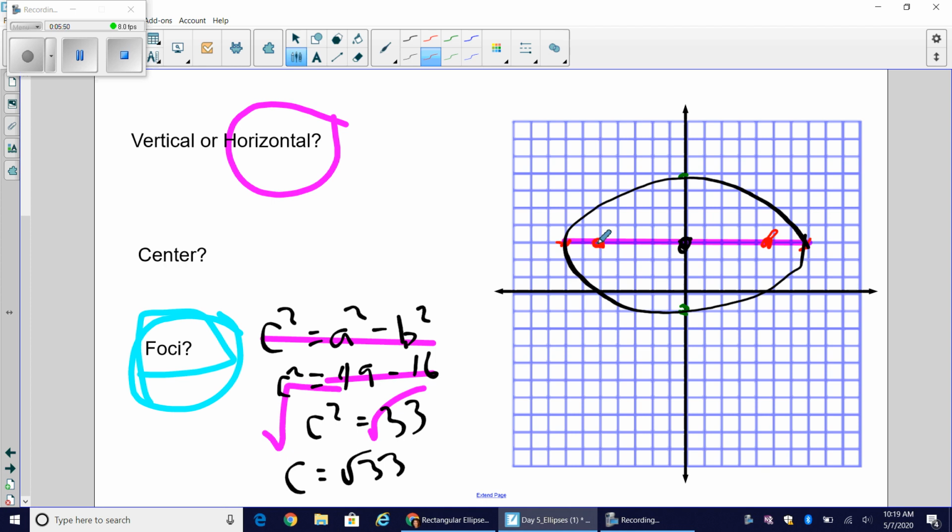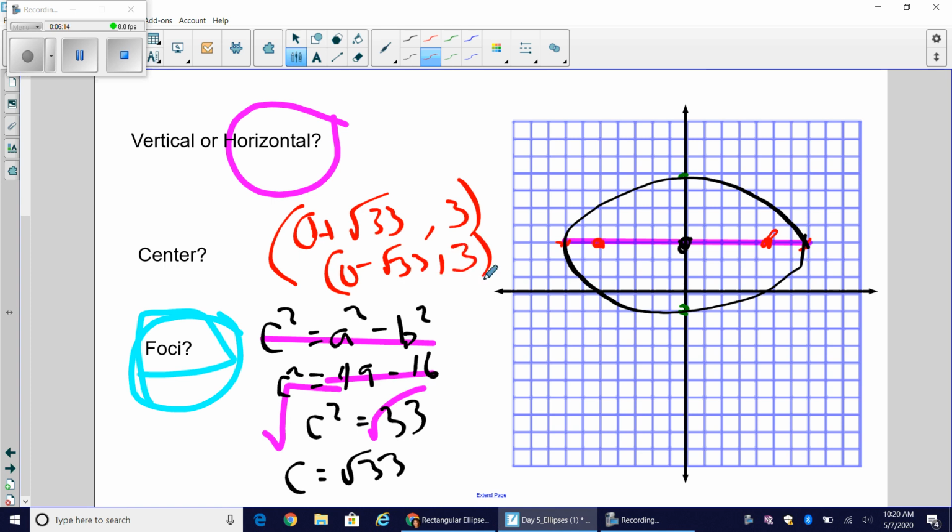Everything is based off the center location. So my foci point is the center, which is 0. I'm taking the x value because my major axis is in the x direction, and I add the foci point. The k value stayed the same, it was at 3. And then I took my x value and I subtracted the foci point, which gives me these 2 points right here. Do I have to write the 0 plus square root of 33? Nope. I could just write square root of 33 and a negative square root of 33 for those foci points.